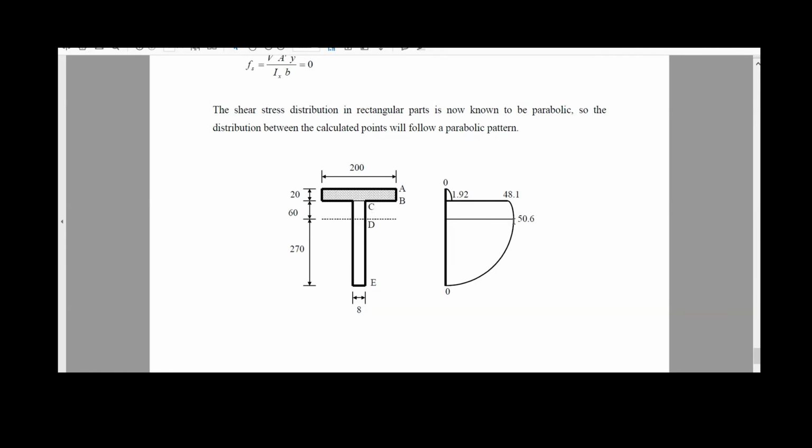You have the maximum in here, but the distribution from 48.1 to 50.6 and to 0 again is still parabolic. So the distribution is always parabolic. The only thing is, depending on the changes of the width of the cross section, you will have these sudden changes in the values of the shear stresses.